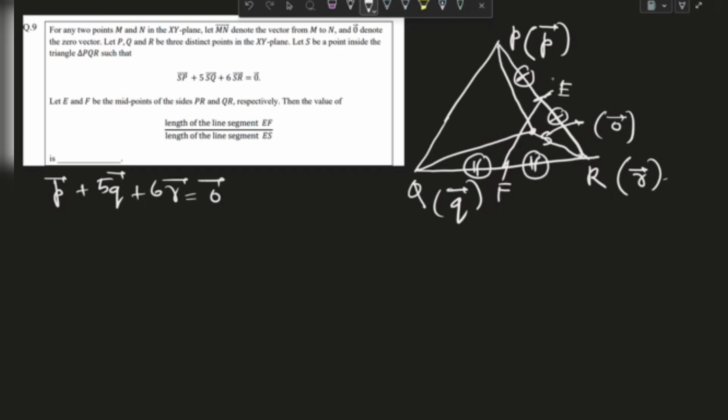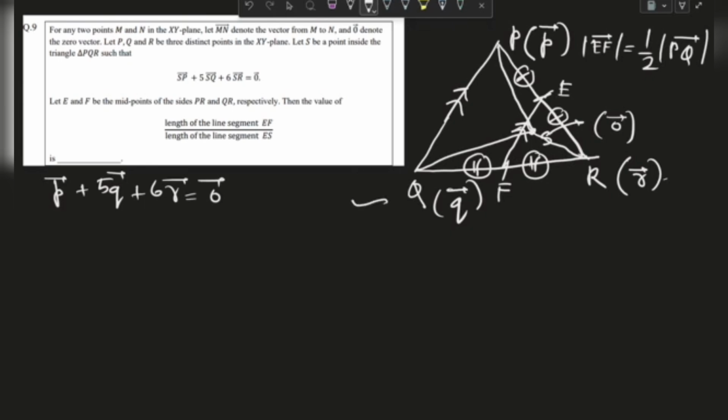Now we will use something that most of you might have learned in class 10th. This is the midpoint theorem, which states that if we join the midpoints of two sides of a triangle, then this joined line will be parallel to the third side. And also mod of EF vector, I'm writing this in vector form, will be half of mod of PQ vector. This is something which I guess most of you might know.